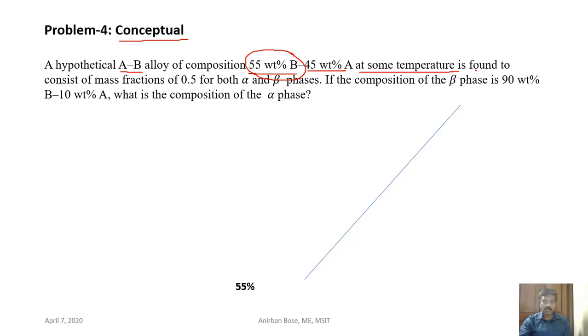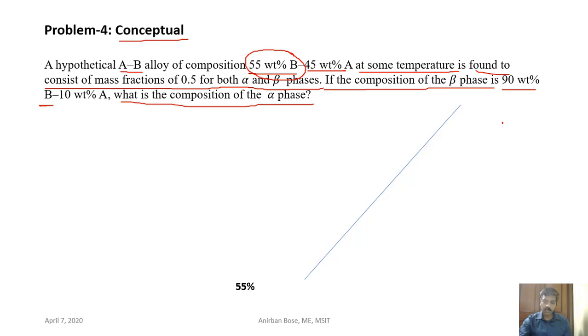and at some temperature it is found that it consists of a mass fraction of 0.5 for both alpha and beta phases. That means at some temperature it is having a two phase mixture, alpha and beta phase present, and they are having the same weight fraction, 50-50%. Okay, and if the composition of the beta phase is 90% B, what is the composition of the alpha phase? This is the question.